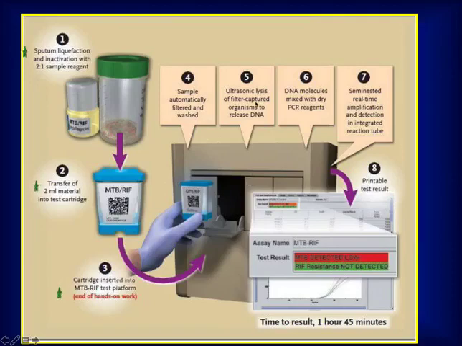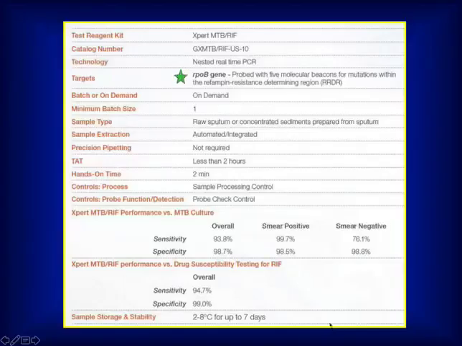The filter-captured organisms are broken up by lysis. DNA is released, and then the DNA is mixed with reagents, and then an amplification occurs. And you basically will get a result of MTB detected or not detected, and RIF resistance detected or not detected in an hour and 45 minutes. And the targets are the rpoB gene, which the instrument very nicely has 5 molecular beacons for the various mutations within this rifampin resistance determining region.